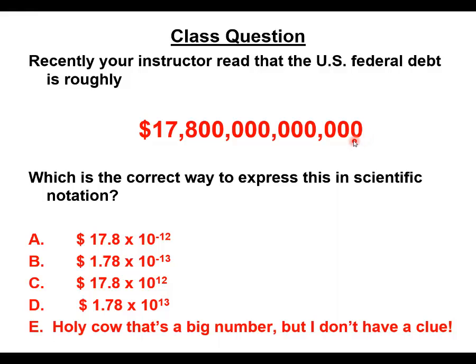So I count it, and I have 1, 2, 3, 4, 5, 6, 7, 8, 9, 10, 11, 12, 13 places to the left I would have to move my decimal point in order to put it in scientific notation. And so I'd write it as 1.78 times 10 to the 13th dollars for the federal deficit. Okay, that's a pretty big number, but now we know how to convert it to scientific notation, and we can write it much more readily in this form. Okay, so kind of keep that in mind.